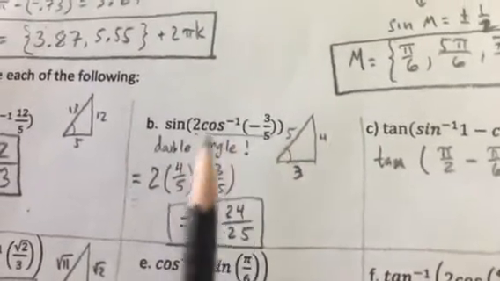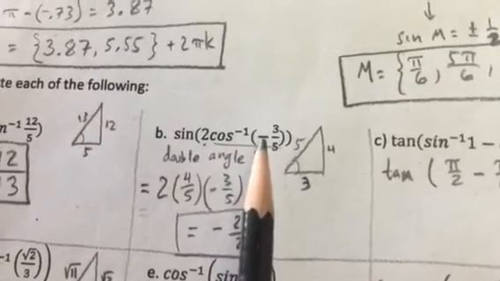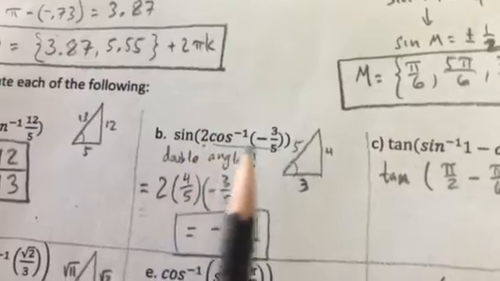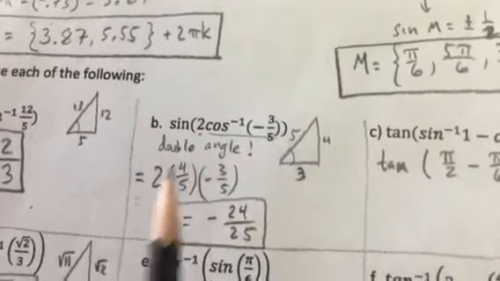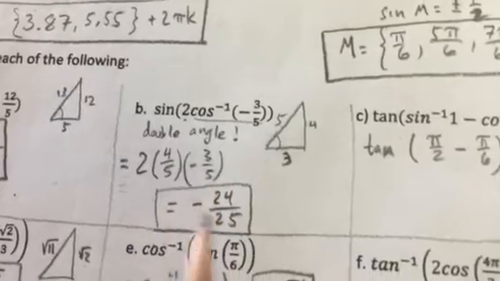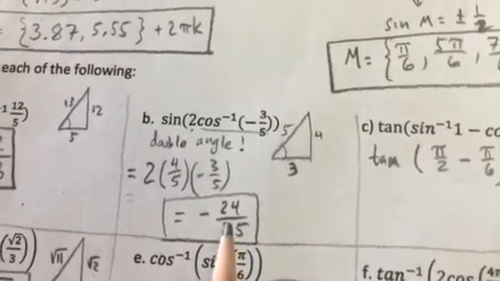But this is an angle here that has a cosine of negative 3/5. So this is the sine of 2 times that angle. It's a double angle formula for sine. So 2 times the sine times the cosine. And that gives me negative 24 over 25.